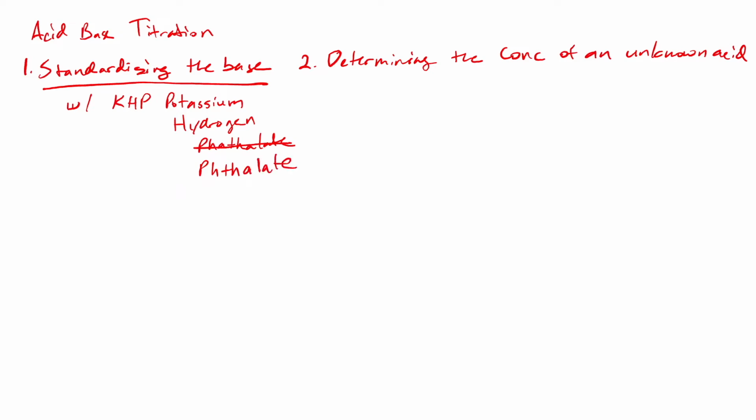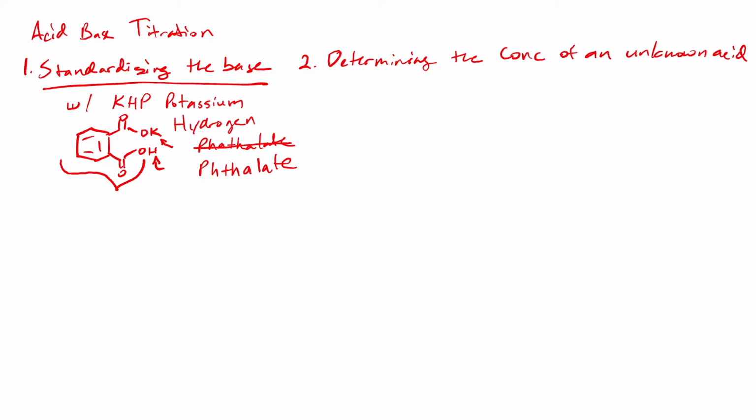Phthalate, phthalate. And if you were wondering, its structure looks like this. Don't get confused with that P, because that P does not stand for phosphorus. It stands for phthalate. The phthalate is this part of the molecule right here. And then here's the hydrogen part of the molecule, and here's the potassium part of the molecule. So don't get confused. That's KHP.